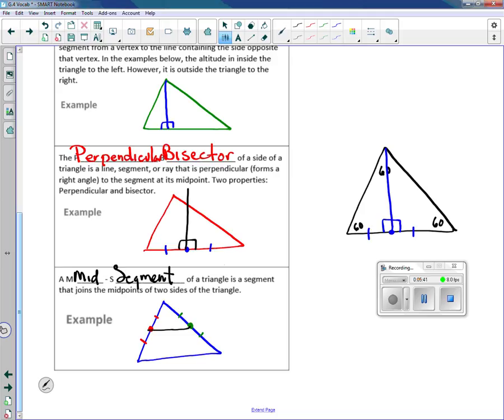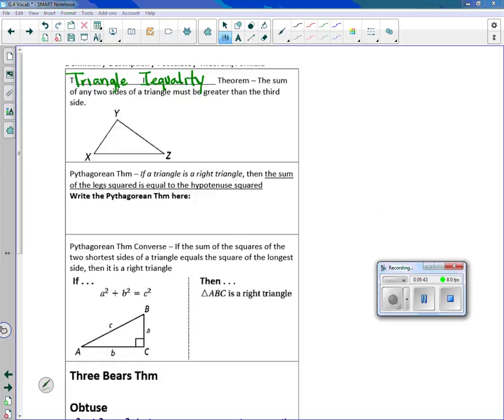All right, next. The triangle inequality theorem basically says this: the sum of any two sides, so if I add up any two sides, they must be greater than the third side. I have three sides in this triangle, and I'm just going to use some lowercase letters to represent their lengths. I don't know what the numbers are, but this is what the theorem says.